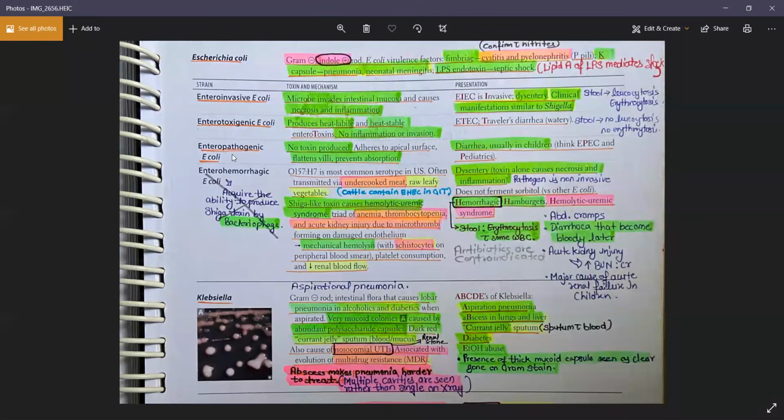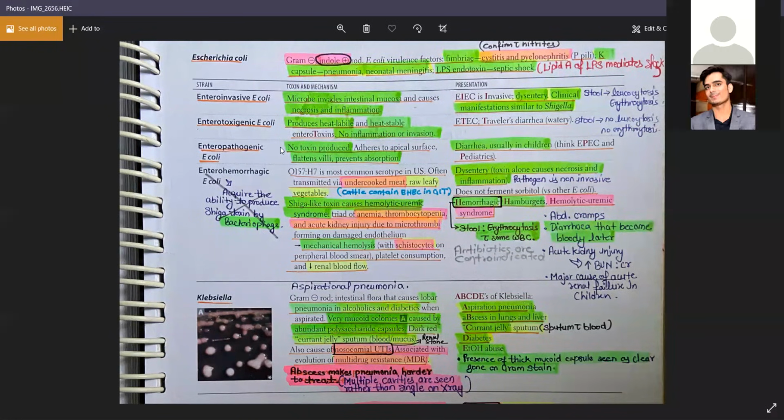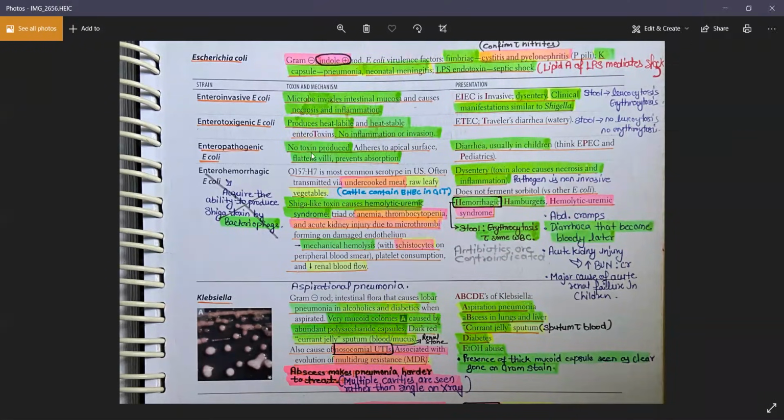Okay. Then comes the enteropathogenic E. coli, which causes the pediatric diarrhea. They cause diarrhea in the children. Okay, and they do not form any kind of toxin. Okay, so no toxins would be there. They just act like the viruses. They will cause the flattening of the villi. They will destroy your villi and lead to the malabsorption. They will prevent the absorption, so causes the diarrhea.